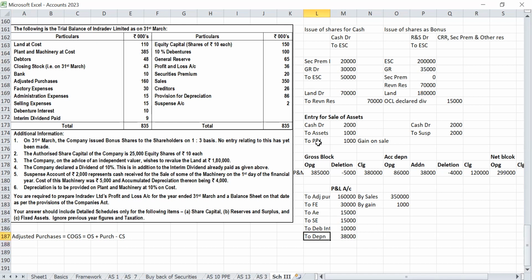That's it. Dividend should not be deducted here, I told. Reserves and surplus you should disclose. So net profit for the year is 83,000.